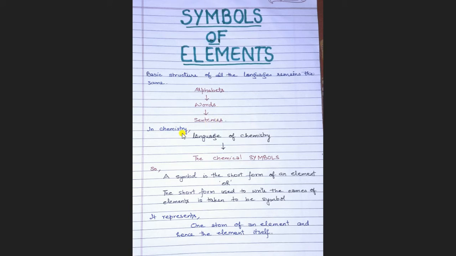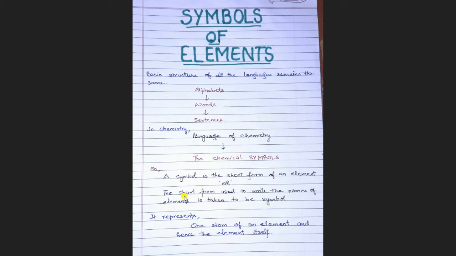Now in chemistry, the language of chemistry is totally based on chemical symbols. In chemistry there are 118 elements discovered so far. All have big names, so to use them again and again and to write them again and again is a very difficult process. So for these names we use short names or short forms. A symbol is a short form of an element, or the short form used to write the name of the element is taken to be a symbol.